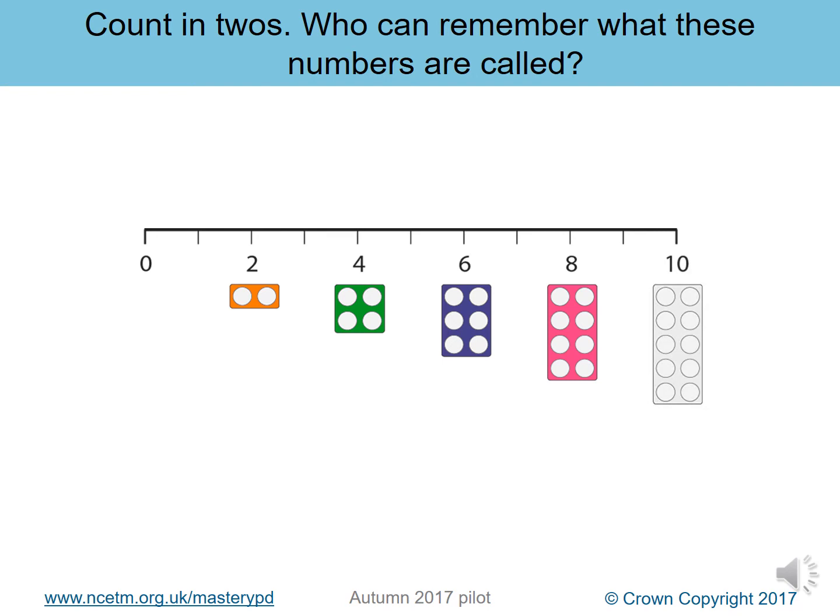So we've got 0, 2, 4, 6, 8 and 10. What type of numbers are these? Are they odd or even? Hopefully you're all saying even. Because remember 0, 2, 4, 6, 8 and 10 are all even numbers.